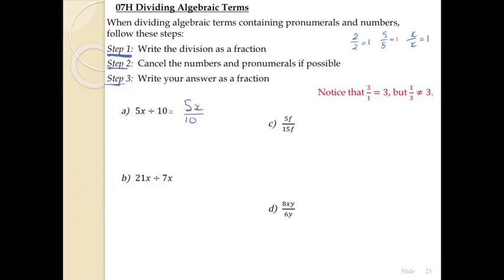in the 5 and the 10. So basically what that means is I'm going to say that 5 goes into 5 once and 5 goes into 10 twice. So that gives me 1x over 2. Remembering the conventions, we don't have to write the 1, so that simply leaves me with x over 2.